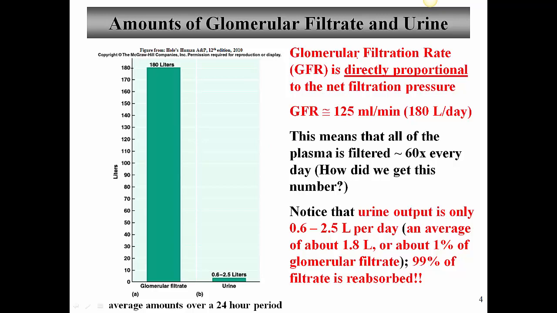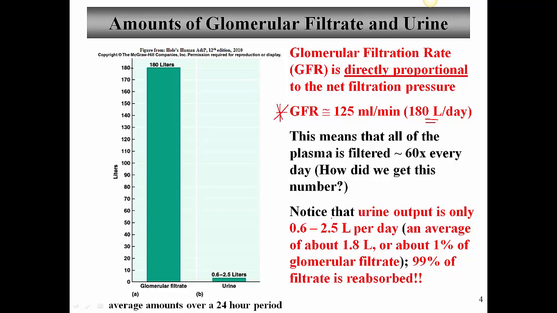So once again, the glomerular filtration rate is directly proportional to net filtration pressure. The higher the net filtration pressure, the more glomerular filtrate we make. The lower the pressure, the less we make. This is a very important number for you to remember. Once again, the glomerular filtration rate is about 125 milliliters per minute, and that gives us our 180 liters of filtrate per day. So what this basically means is that all of the plasma is filtered about 60 times every day. I'll let you calculate that on your own and figure out how we got that number.